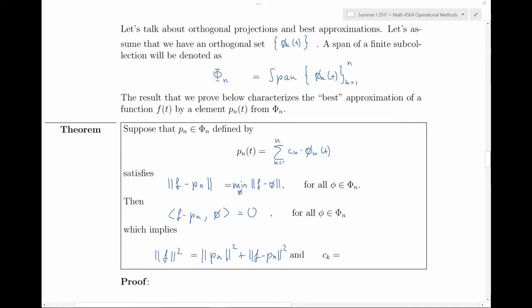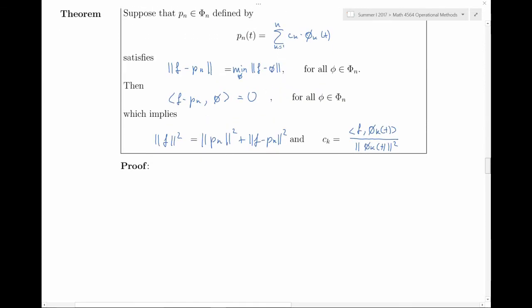And the coefficient c_k that I have in this decomposition can be computed by taking the dot product of f and phi_k, and dividing it by the norm of phi_k squared. This is exactly the same expression as for basis vectors in the space R^n. And that comes with no surprise, since orthogonality inherits the same properties.